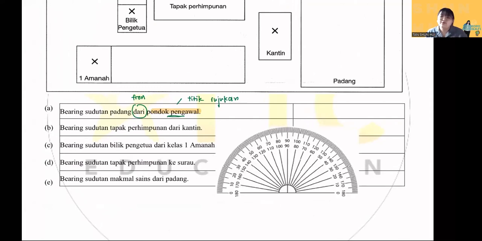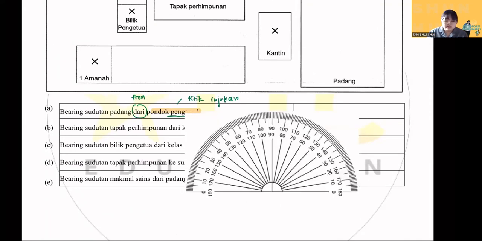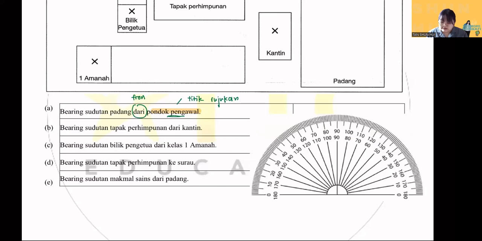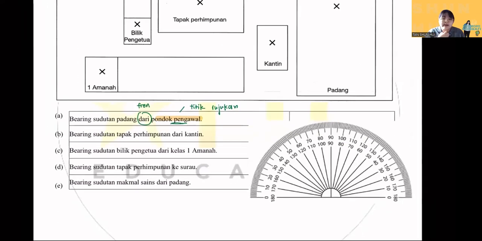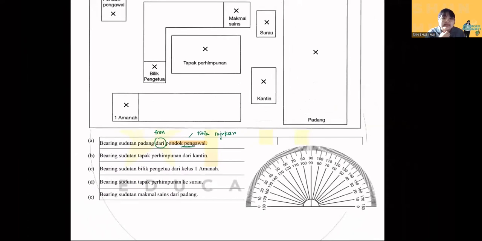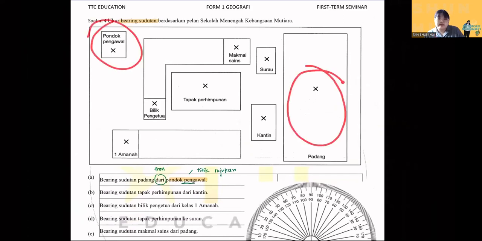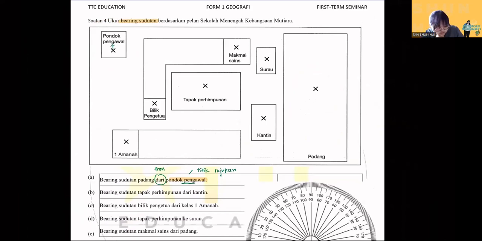If you have a protractor with you, you can do it with me. If you really don't have, then you look at mine first. So how am I going to measure? I need to look at padang and pondok pengawal. Which one is my titik rujukan? Pondok pengawal. So I need to draw arah mata angin. Use your ruler. After that, use your ruler, draw a line and connect to the padang.